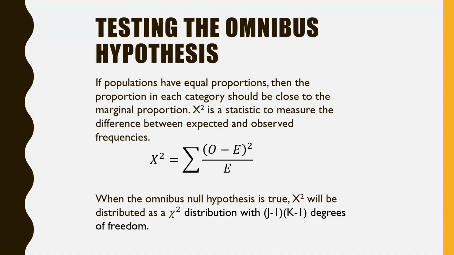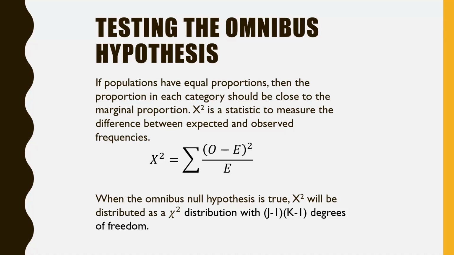Why square? To get rid of the negative signs. That is, whether we have a lot of difference because the expected is a lot bigger than the observed, in which case we would get a negative sign here, or whether we have a difference because the expected is a lot smaller than the observed, in which we'd have a positive sign here. We don't care about whether it's negative or positive, so we're going to square that. We're going to divide by expected.